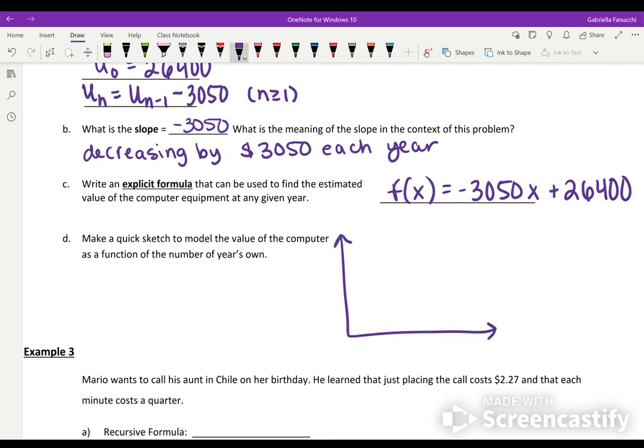Let's label this. This is going to be our value. This will be the years. And we know for sure that the zero term, that point right there, is going to be (0, 26,400). And it's going to decrease as the years pass. So that's just a quick little sketch.